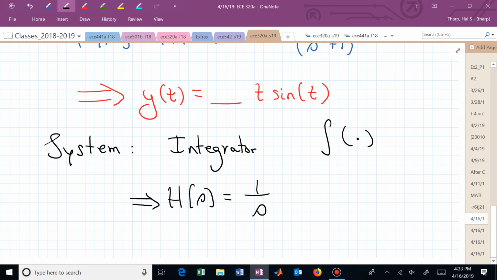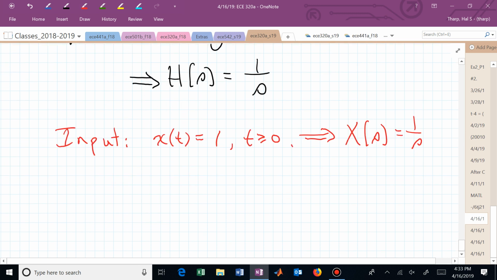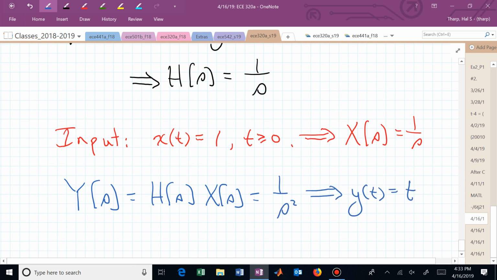What's the frequency associated with this, if you wanted to think about it? This is at the origin. That's DC. Just hit it with a constant. Hit it with a unit step, and that's going to give you a Y of s of 1 over s squared, which is t. It's a ramp. The input that would cause you issues is x of t is a constant. It could be a 4. It could be 2.7. It could be e, a constant. Now Y of s is equal to H of s X of s, which is 1 over s squared. y of t is t. That's not bounded.